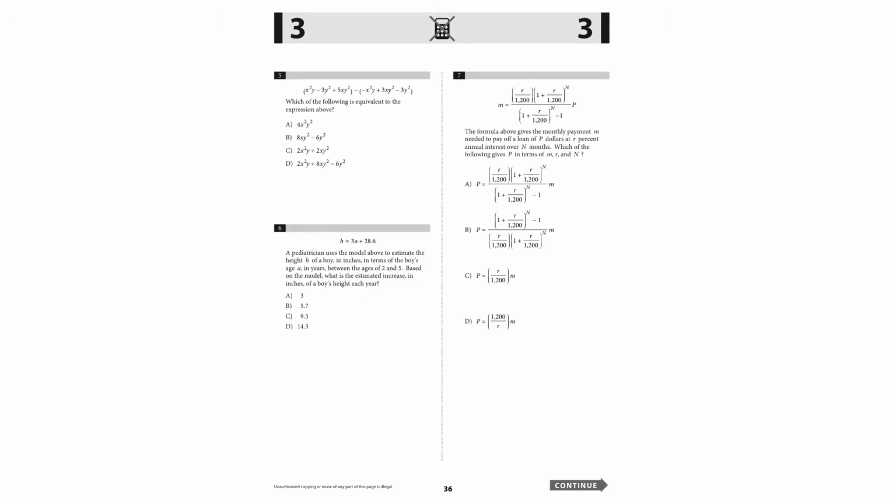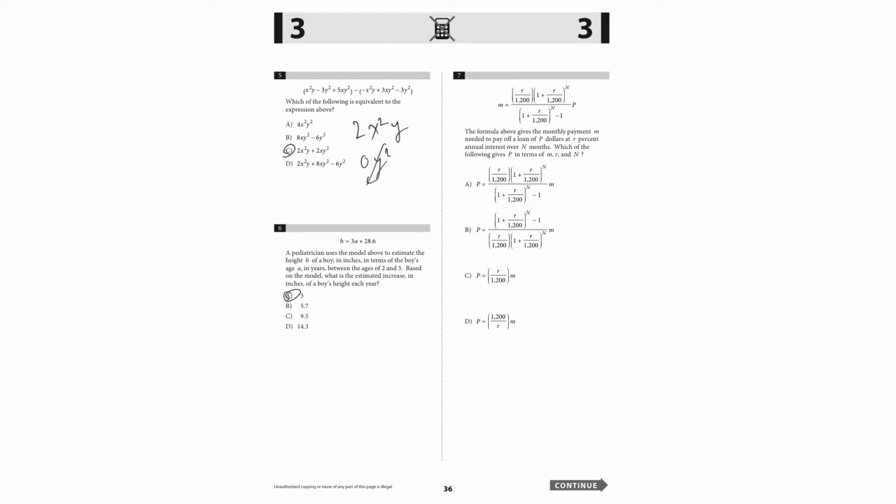Number 3, which of the following is equivalent to the expression above? So collecting like terms, 2x squared y, the minus plus, so the 3 y's cancel. So the y squared term cancels out, 0, so we shouldn't have any. So it's C. A pediatrician uses the model above to estimate the height h of a boy in inches in terms of the boy's age A in years between ages 2 and 5. Based on the model, what is the estimated increase in inches of a boy's height each year? So it increases each year by 3 inches, so it's A.